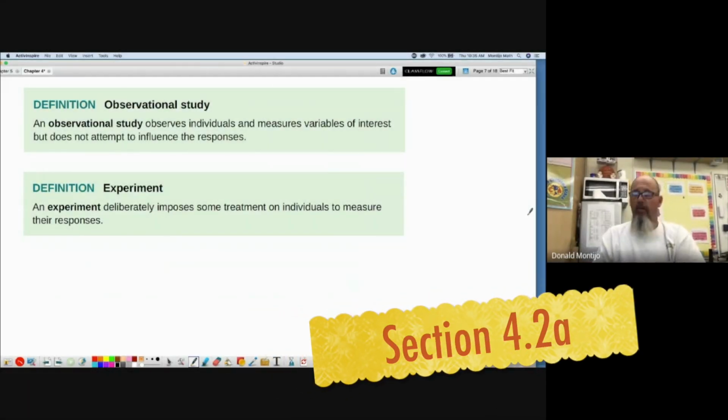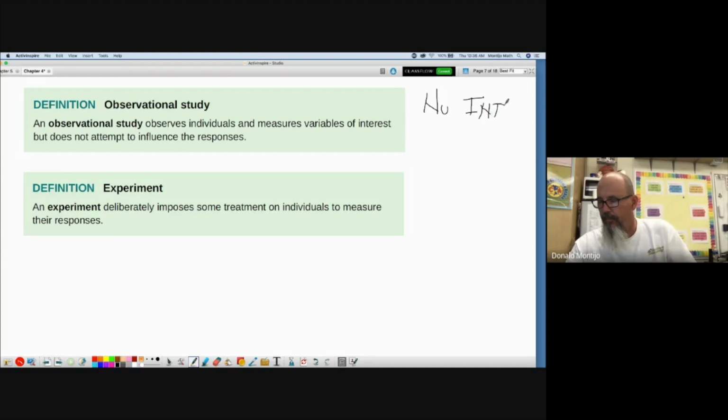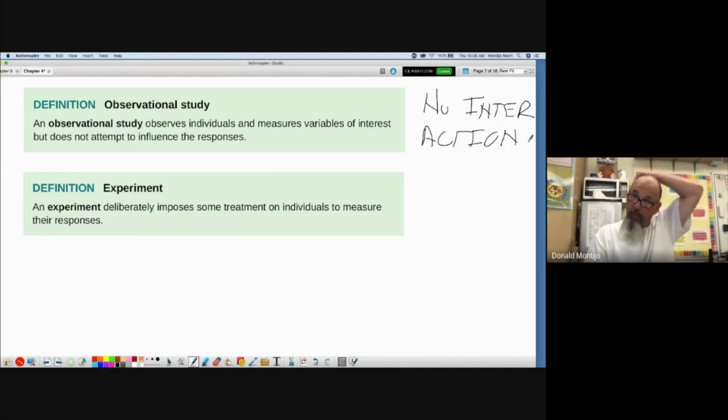We're going to start talking now about an observational study versus an experiment. The main difference in these two is that in an observational study, we do not have any influence on the individuals' responses. In an observational study, we are passive observers. We simply sit back, watch what happens, and record. We have no interaction. We do not try to influence the responses in any way, shape, or form. We simply sit back and observe what happens.